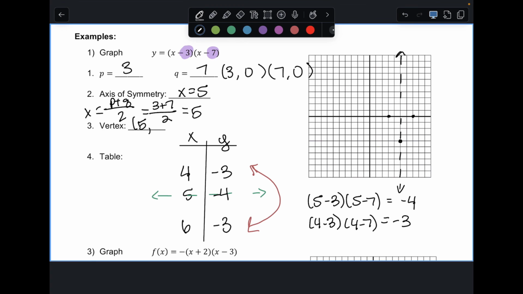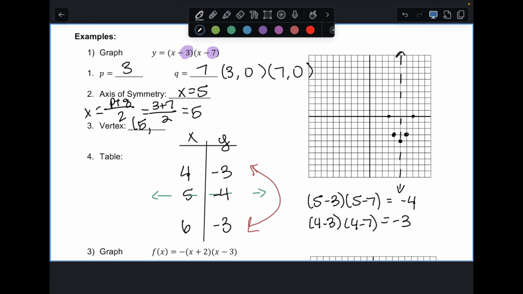6, negative 3. Again, just double check, these should be the same distance away from the x coordinate of your vertex. Like 5 plus 1 is 6, 5 minus 1 is 4. They should be symmetrical. So now I'm going to plot those, 4, negative 3 and 6, negative 3. And now I have my U shape that I can look at.